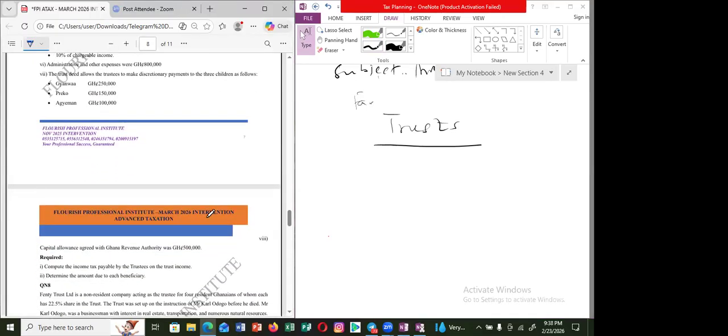The trust deed allows the trustees to make discretionary payments to the three children as follows: Janwa 250,000 Ghana cedis, Preko 150,000, and Ajiman 100,000 Ghana cedis. Capital allowance agreed with the GRA was 500,000 Ghana cedis. Required: I. Compute the income tax payable by the trustees on the trust income. II. Determine the amount due to each beneficiary.